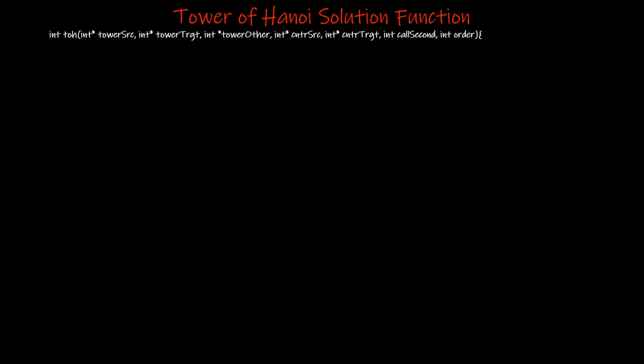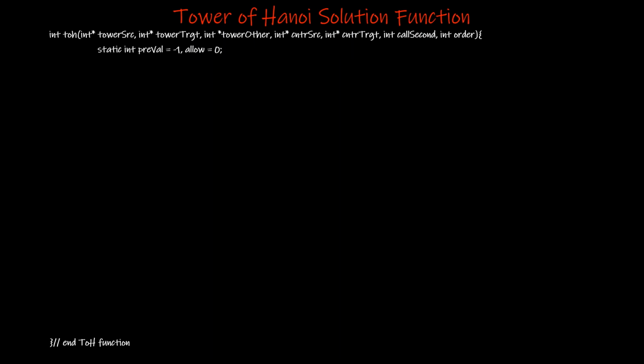Then we have the counter source and counter target, again both integer pointers, to identify the position of the source disk and the position where you want to transfer the disk in the target location respectively. Then call second, to identify whether this was the first or second call on the same source tower. And the order variable is used to specify a printing arrangement.